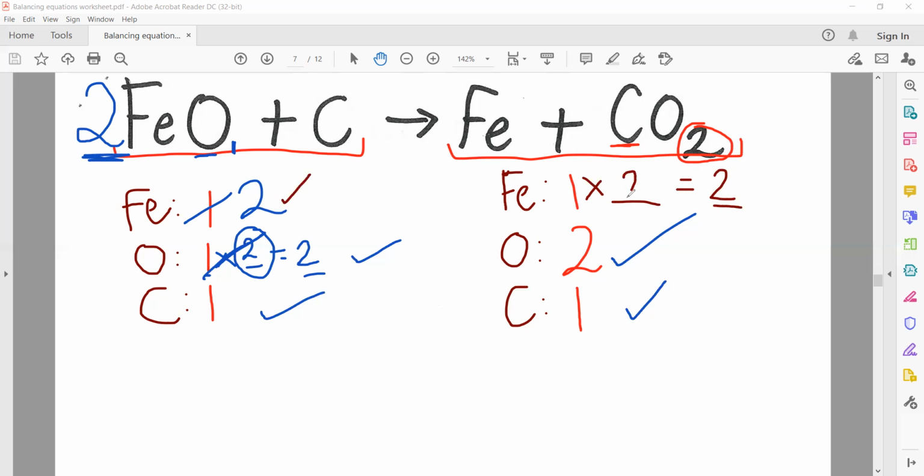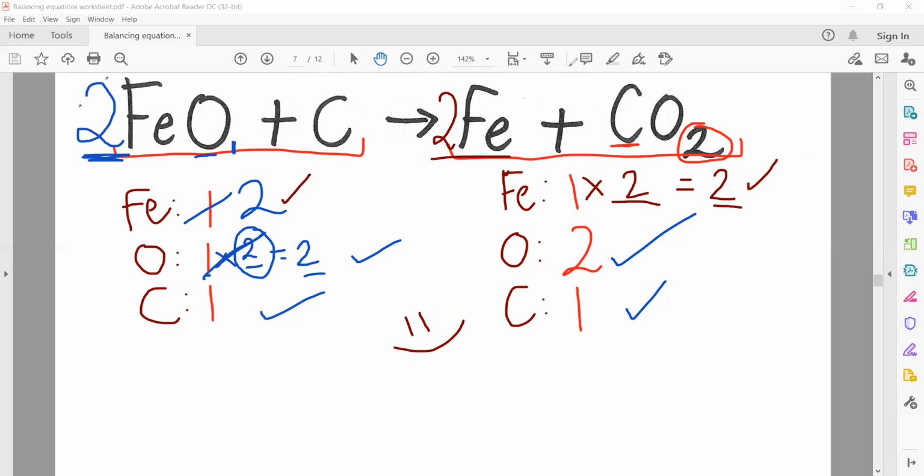1 times 2 gives us 2. So we just add another 2 in front of the iron here, and that will be 2 iron, 2, 2, 2, 1, 1, and that is balanced. So that's all good. Okay, hopefully everyone kind of got the same thing or something similar. Sometimes, you know, when you do more of these, you don't even have to go through the step-by-step processes. You just look at it and you know where the numbers need to go. But this is just for us in the beginning, just to get your head around it.